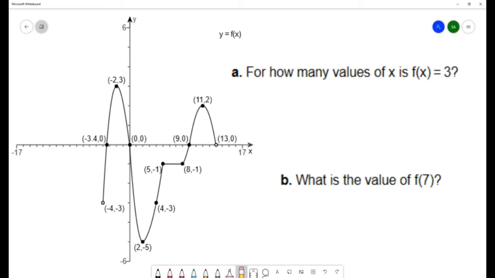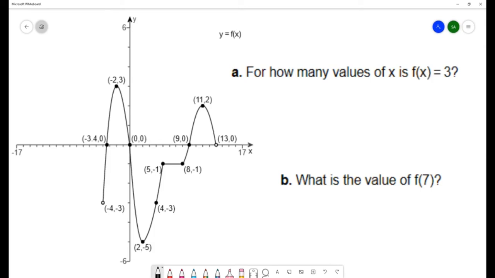So on this question, we are given the graph of a function here, and we're asked a couple questions about this graph. We're asked for how many values of x is f of x equal to 3. The one thing we have to keep in mind with this notation is that f of x is the same thing as y.